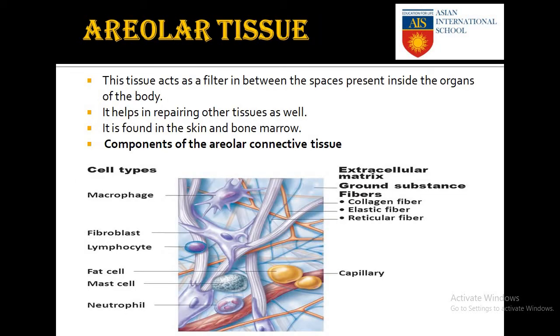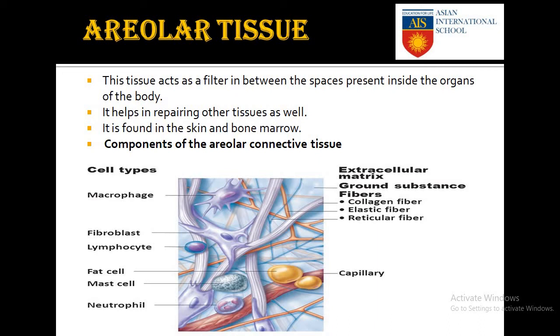Now areolar tissue. This tissue acts as a filter in between the spaces present inside the organs of the body, and it helps in preparing other tissues as well. It is found in the skin and bone marrow.